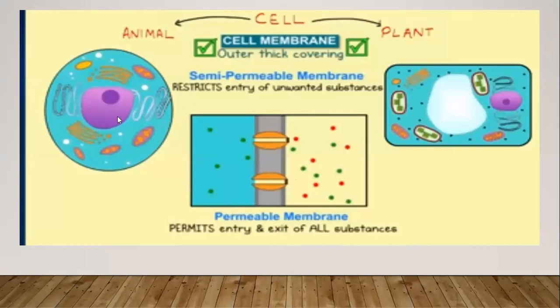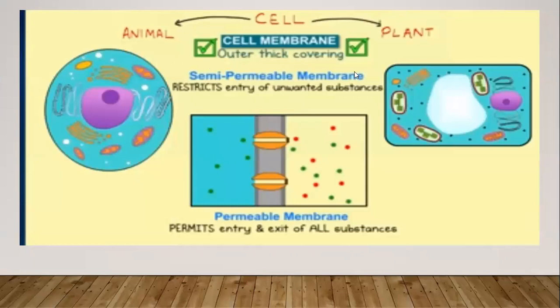Animal and plant cells. So let us see the basic structure. We already discussed that cell membrane. It is an outer thick covering in both the cells. So here it is an animal cell and this is the plant cell. Let us see what is the function of this particular cell membrane. We will discuss the remaining cell organelles later. First, let us see the main basic function of this cell membrane.